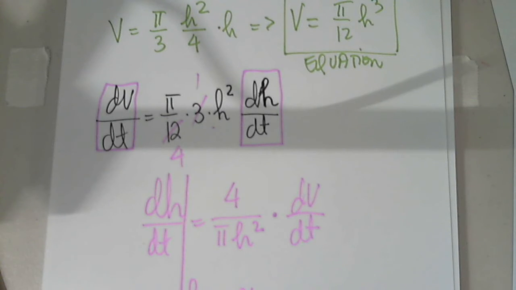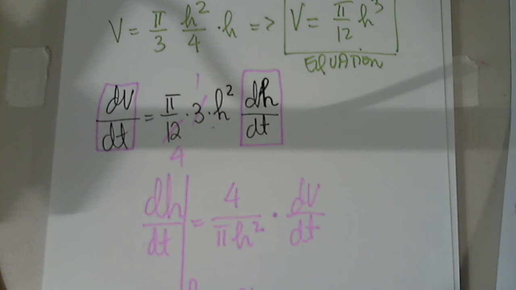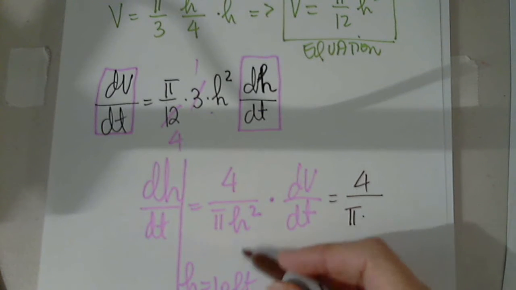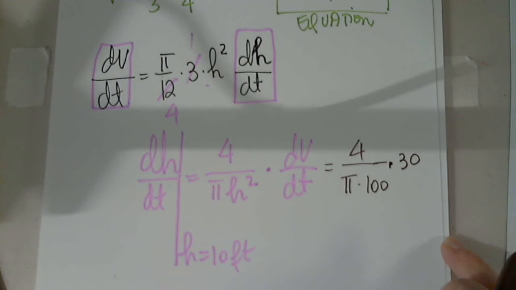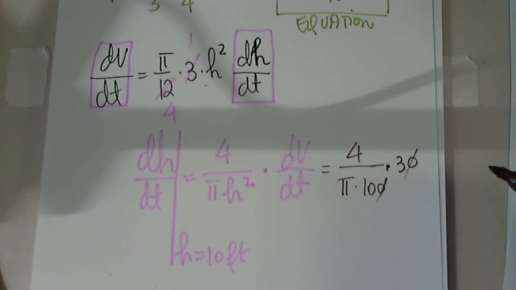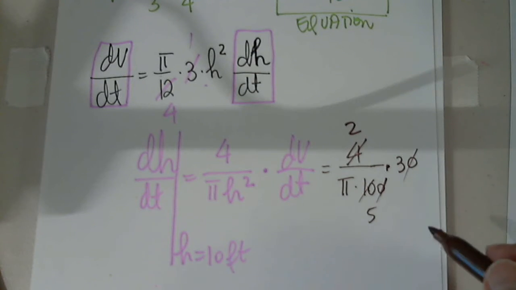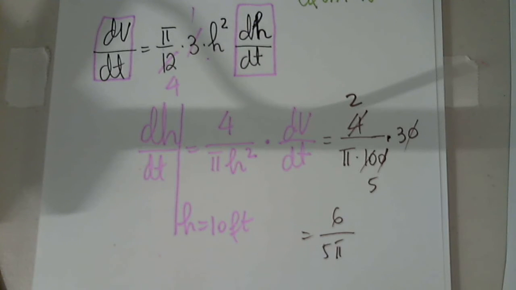I am ready to plug in 10 for height, and dv over dt was given to us from the very beginning as 30 cubic feet per minute. So I can continue. 4 divided by pi multiplied by 100 and multiplied by 30 up here. I can simplify by 10, top and bottom. I can simplify by 2. So the numerator is 6 and the denominator is 5 pi. I cannot simplify any further.